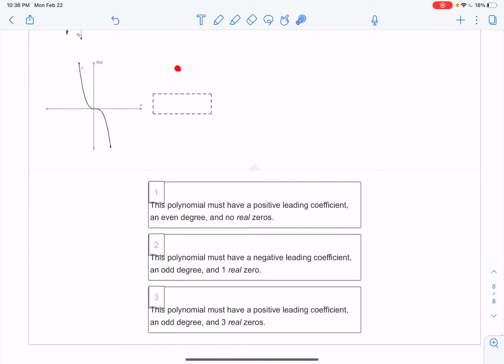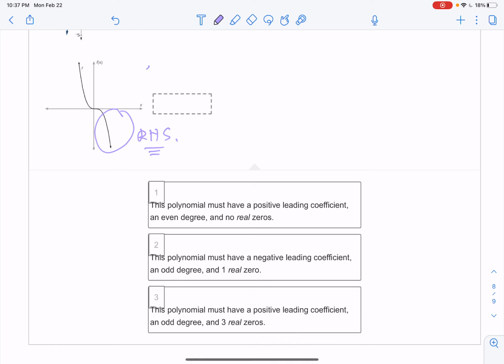Okay, here it says match each graph with the correct description. So I'm going to look at this last one here. If I see, I'm going to count how many extreme points it has. Okay, so this polynomial must have a positive leading coefficient. Should it have a leading positive coefficient based on the right-hand side? Or should it? This polynomial must have a negative leading coefficient. Would this give it a negative right-hand side?